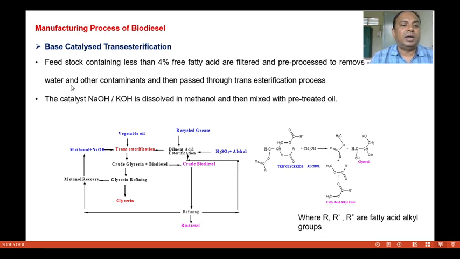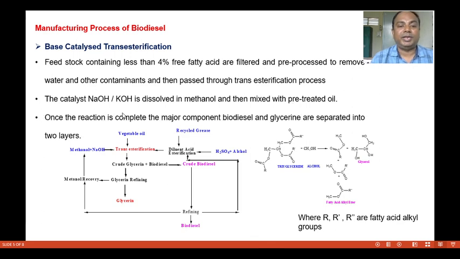Moreover, in the base catalyzed process NaOH and KOH is used as a catalyst, which is dissolved in methanol and then mixed with preheated oil. The same procedure is adopted as in acid catalyzed transesterification, only the catalyst changes. In the previous one, we used acid. Here NaOH or KOH as a base is dissolved in methanol and then treated with preheated oil. So the product that we get is the biodiesel along with the glycerol.